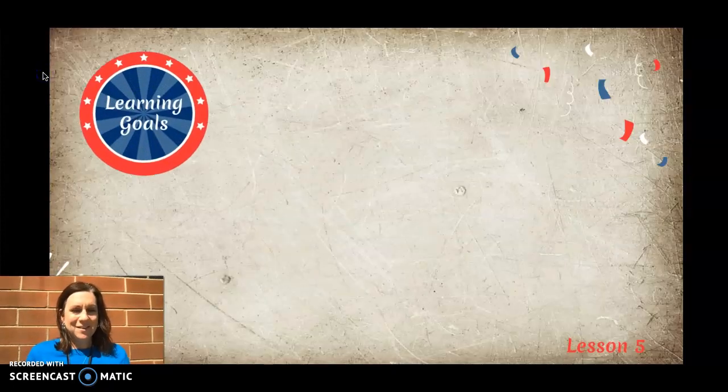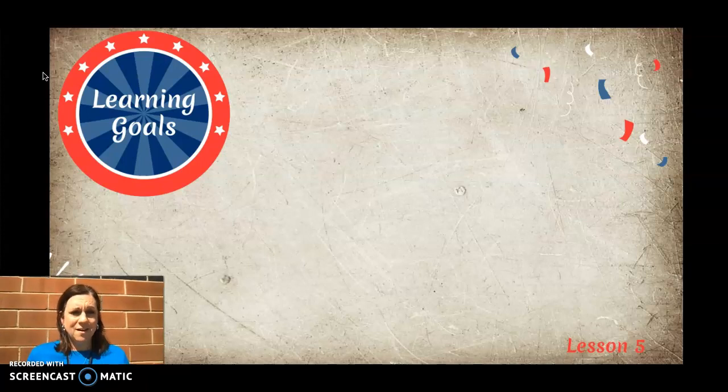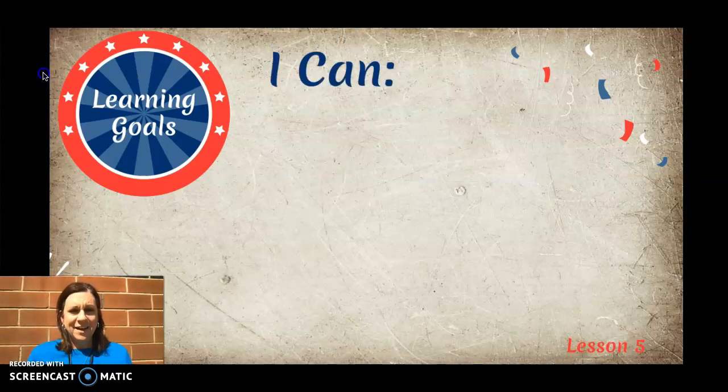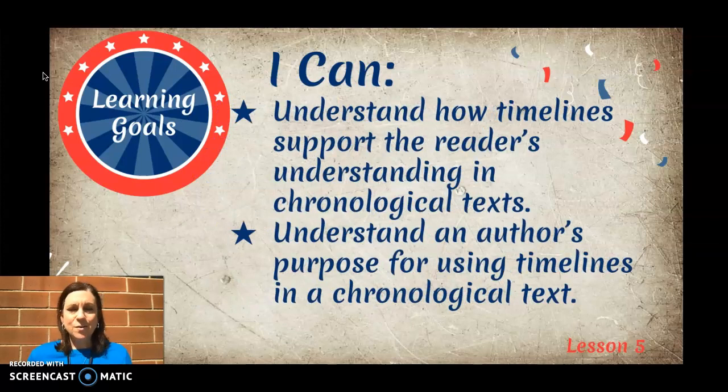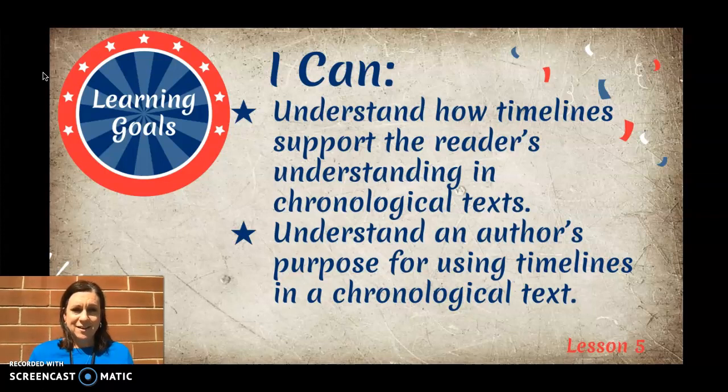Okay, so today our learning goals are: I can understand how timelines support the reader's understanding in chronological texts, and I can also understand an author's purpose for using timelines in a chronological text. It sounds a little confusing, but really it's not. Now look at that chronological timeline on the bottom of our mentor text, and that's going to help us. Are you ready? Let's get rolling.